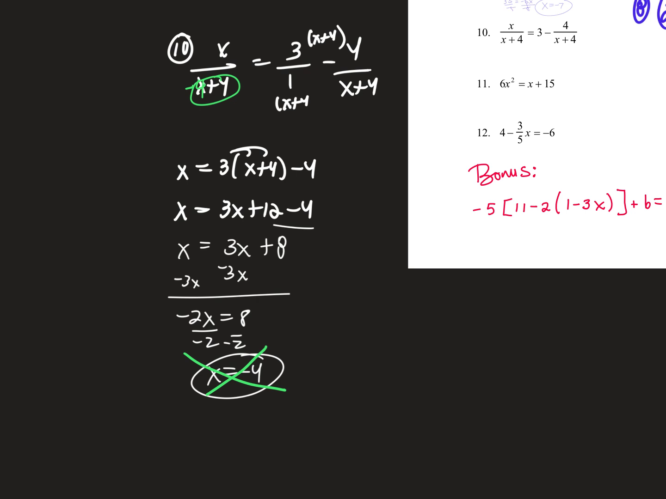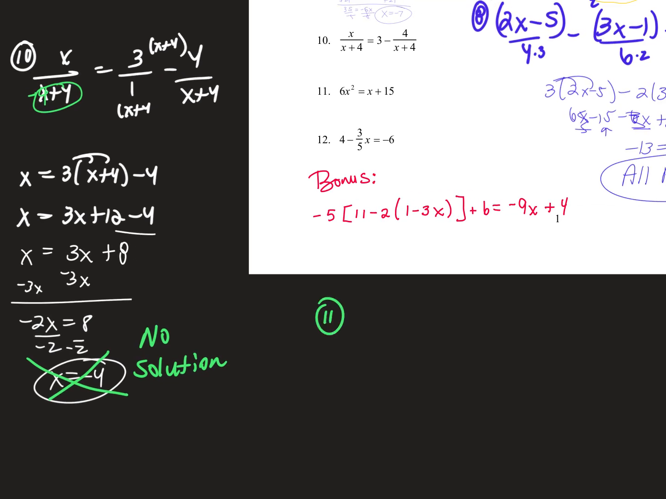It's extraneous. So you would cross it off and tell me it's no solution. Make sure you guys do that. That's a really big point of points off if you do not go ahead and check and make sure, because if it's no solution, that's a really big deal. All right, let's look at number 11.